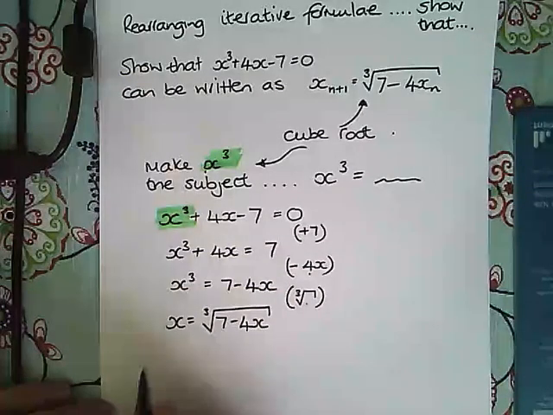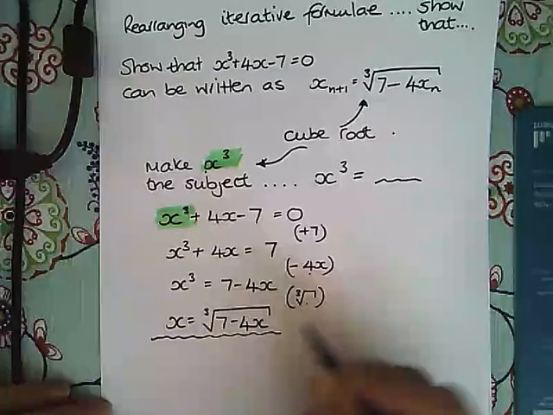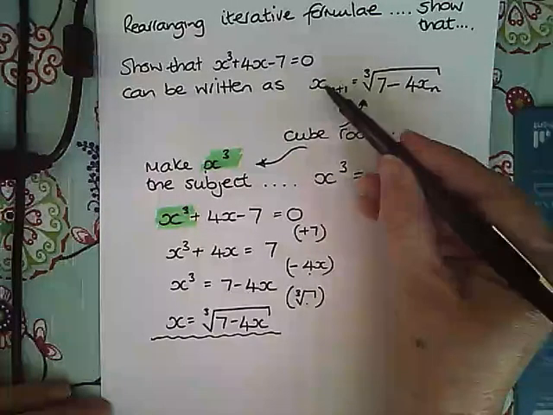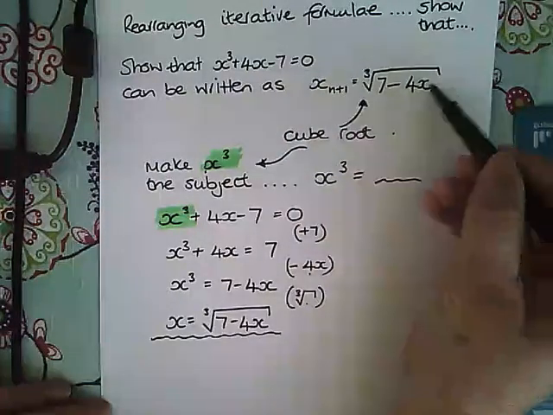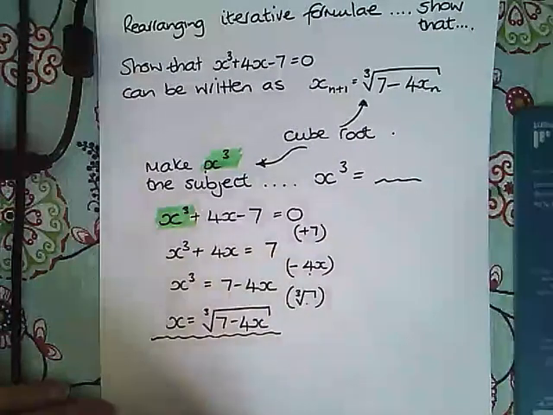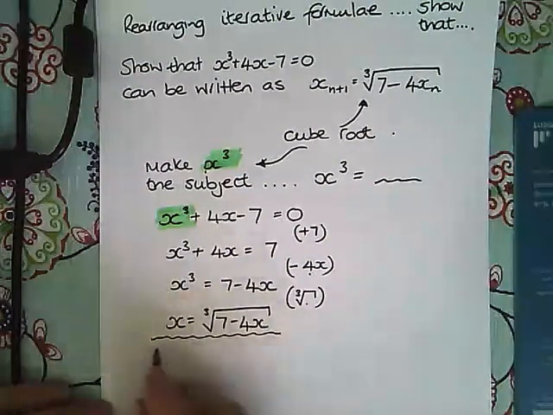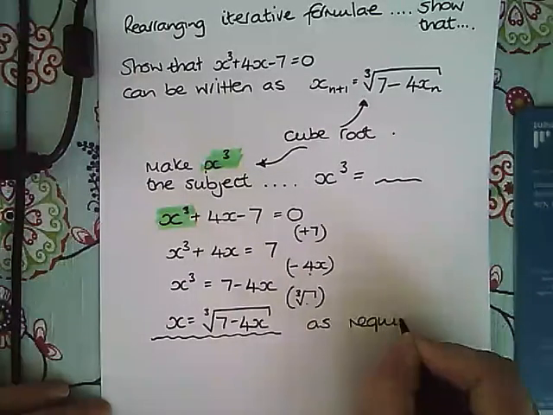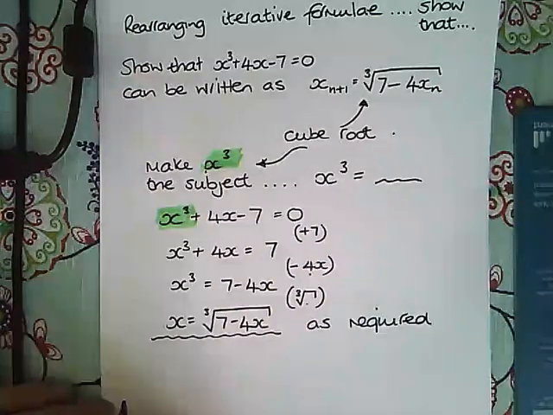And if you look at this and compare it to what we were asked to do, the only thing that's missing is these subscripts. So we have done what we've been asked to do, and once you've done that, you need to write "as required" because you have done what they asked you to do.